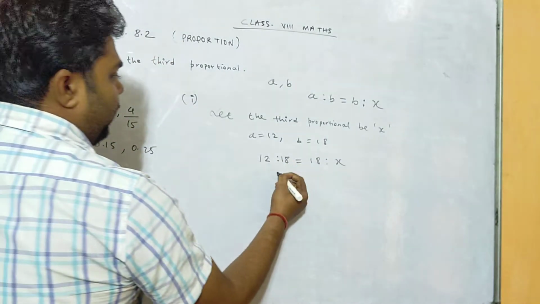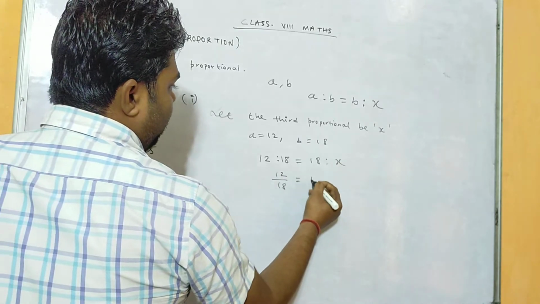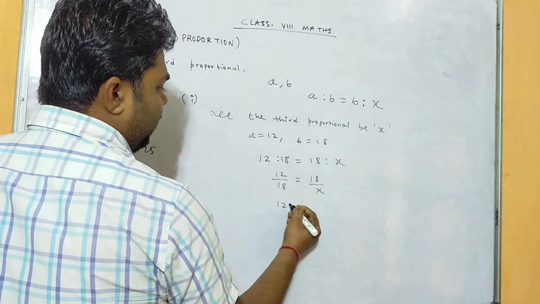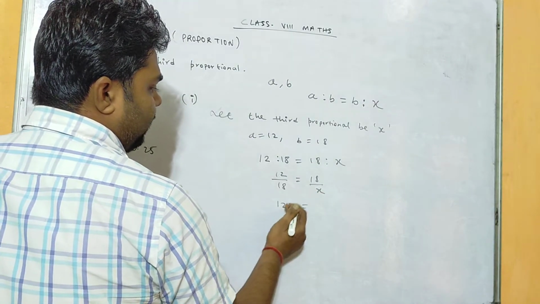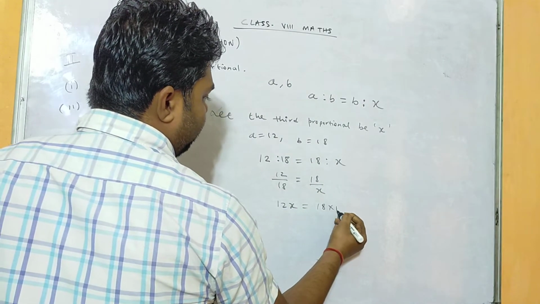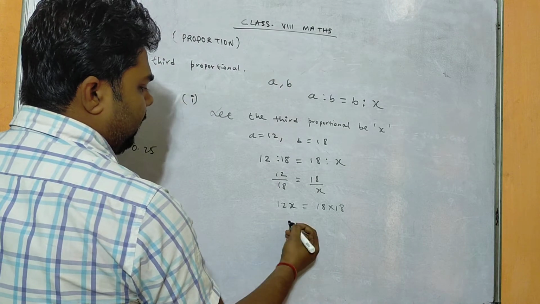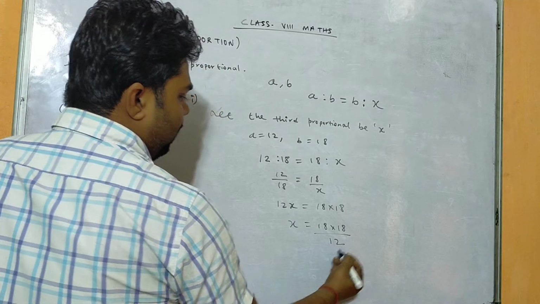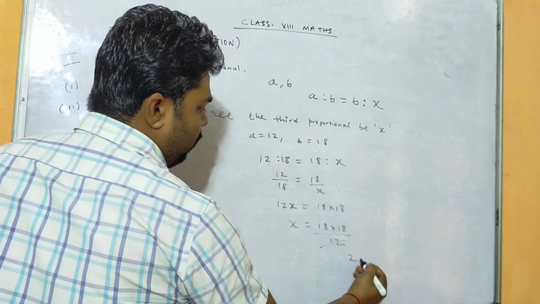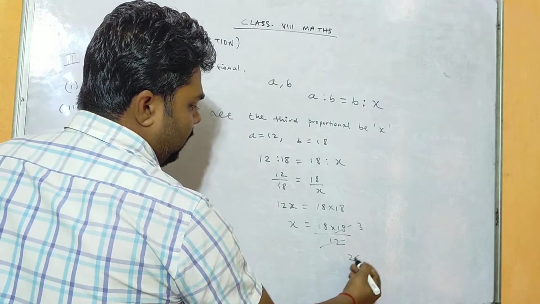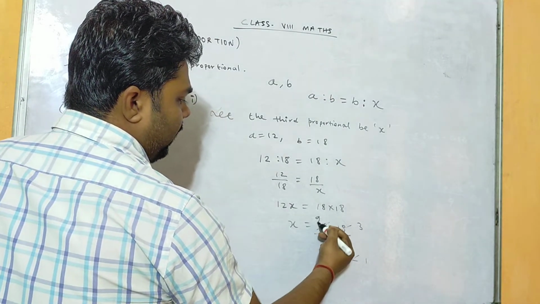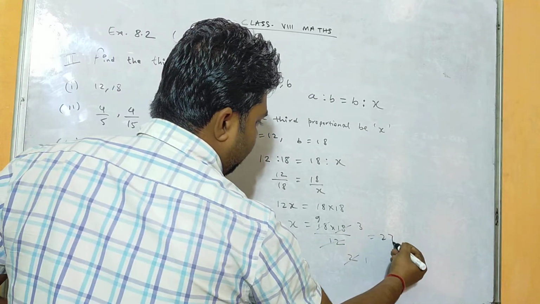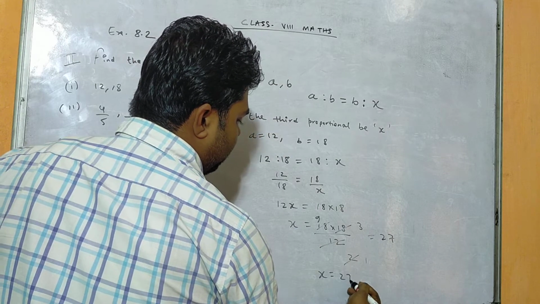So 12 is to 18 can be written as 12 by 18. 18 is to x means 18 by x. Now if I cross multiply, what I will get here? 12 into x, 12x, 18 into 18. Okay, do not multiply, keep it as it is, so it will be easy for cancelling here. Now 6 2 is 12, 6 3 is 18, 2 1 is 2, 2 9 is 18. Right? That means 9 3 is 27. So this is our required answer.